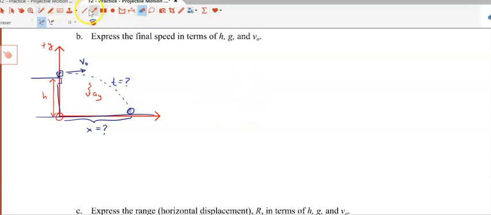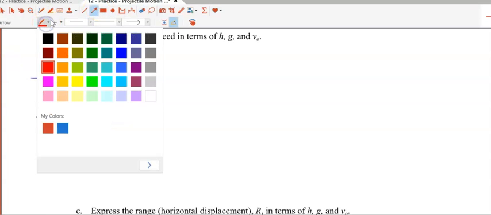So we want to know the speed that this hits at. So let me draw the velocity vectors. Imagine the ball's like right here and it's flying through the air, right? Let's maybe draw some velocity vectors on here. So I'll maybe make it pink here.